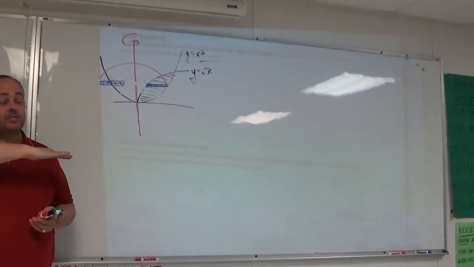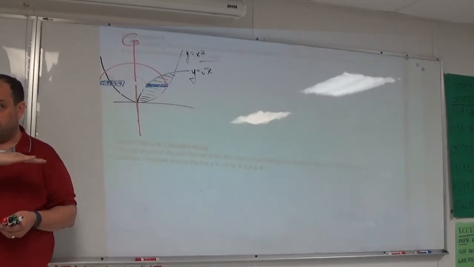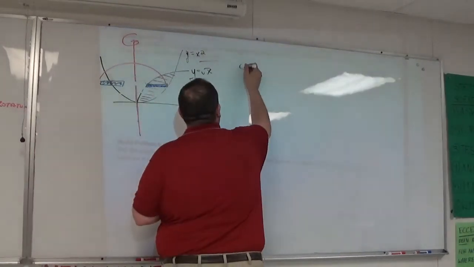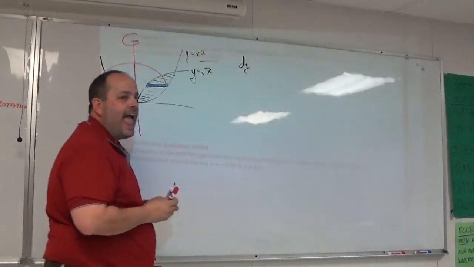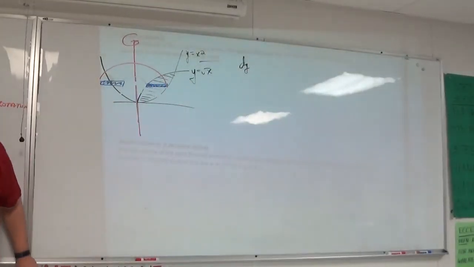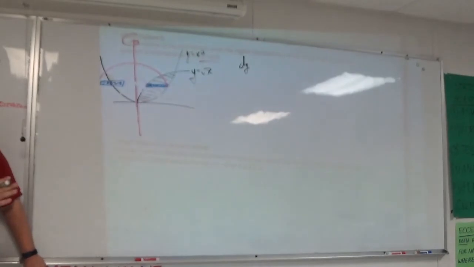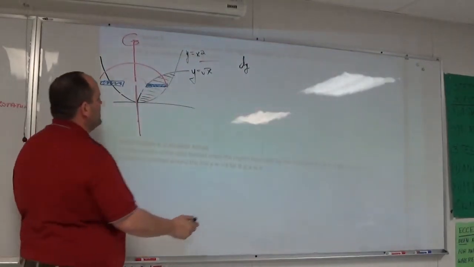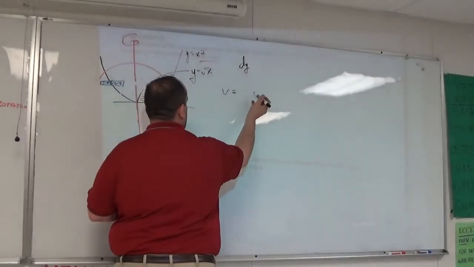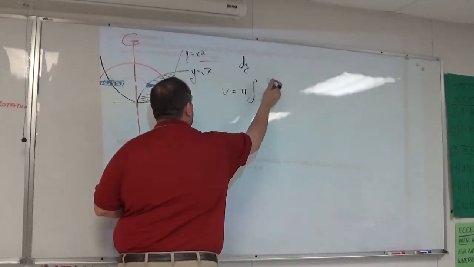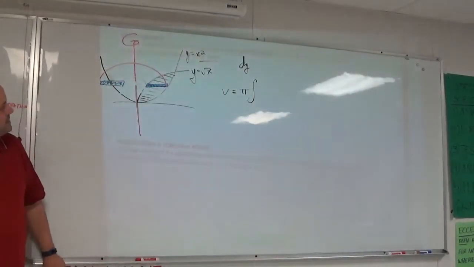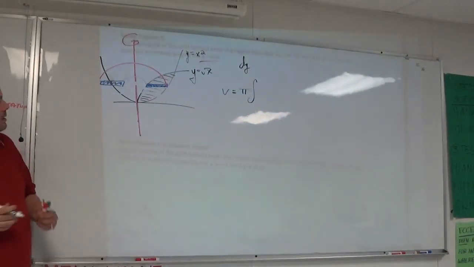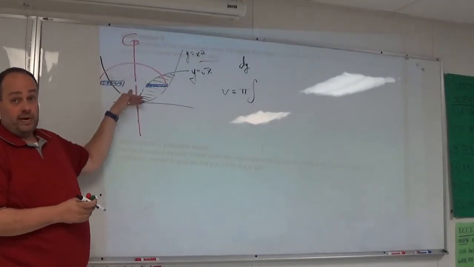We played around with this with area earlier this week. Everything now is dy. Your limits of integration are in terms of y. Your radius is in terms of y. Everything when you do this now is in terms of y. Okay, so pi. We're going to integrate from where to where? Y values now.